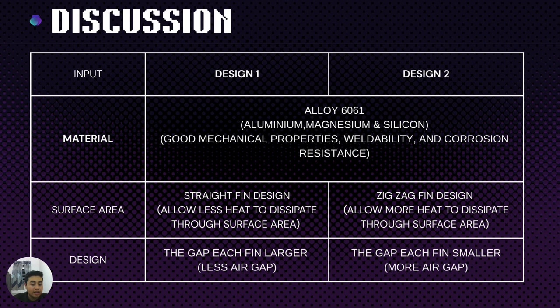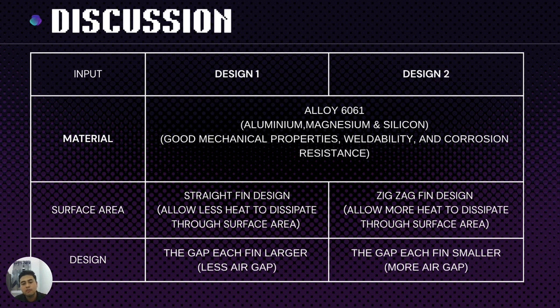Next, for the air gap: for design one, the gap between each fin is larger, but for design two, the gap between each fin is smaller. The smaller each gap is, the more gaps we have in the design. For design one, we have a large gap, but the number of gaps is less. For design two, we have a small gap, but more air gaps. Air gaps are very important because they allow better air circulation and increase the efficiency of heat transfer and convection. Convection occurs between the cool side of the fin surface and the surrounding air.